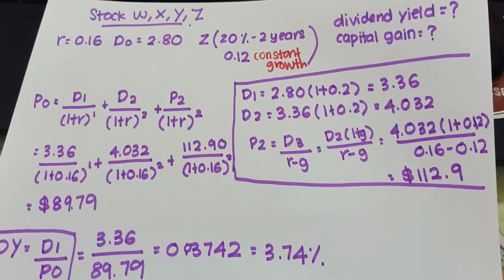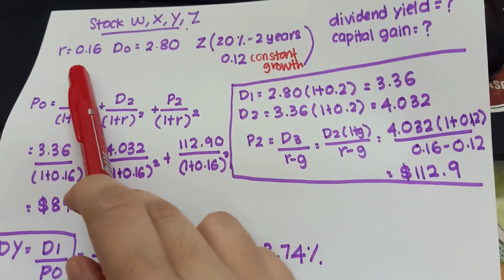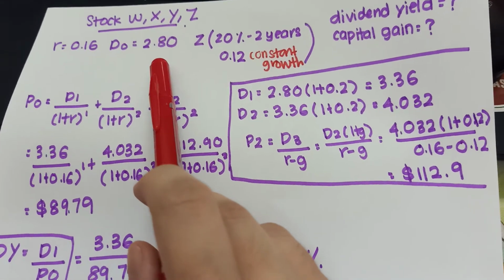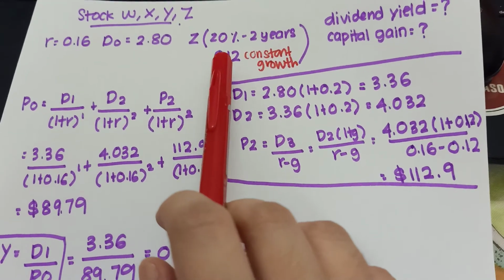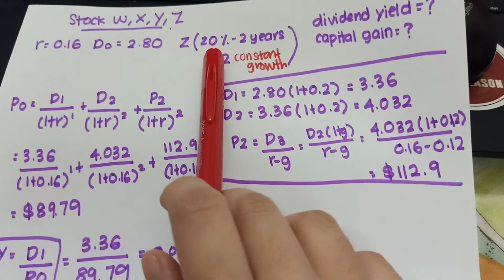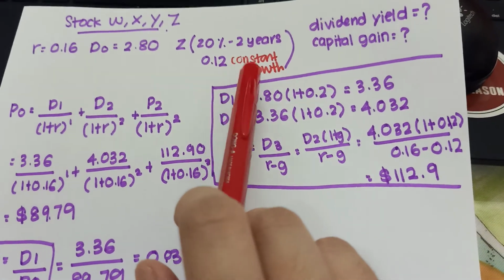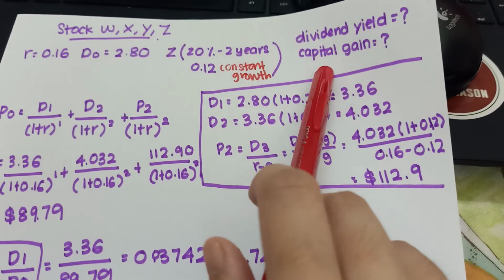of growth rate. Here the question gave us the required rate of return, 60%. The current dividend is $2.80, and for stock Z, the growth in the first 2 years is 20%, but after that it is 12% constant growth. The question asks us to find the dividend yield and also the capital gain.